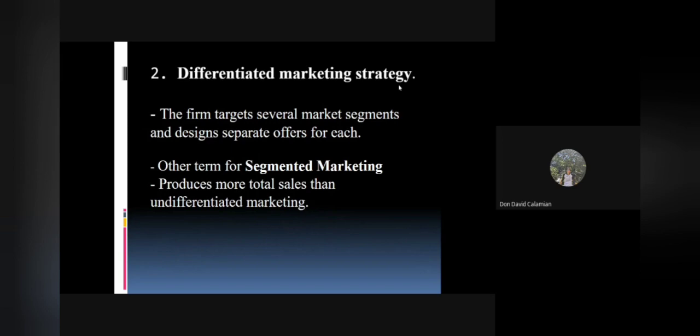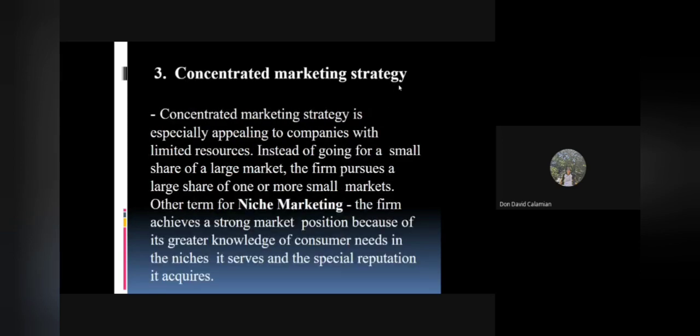Then third one is the concentrated marketing strategy. So concentrated marketing strategy is especially appealing to companies with limited resources. So instead of going for a small share of a large market, the firm pursues a large share of one or more small markets. So, ang concentrated marketing strategy is useful siya for companies that have limited resources since they can target one or few sub-markets or segments. So, if the segment is successfully chosen, then there is a possibility that a company may earn a high rate of return on its investment.